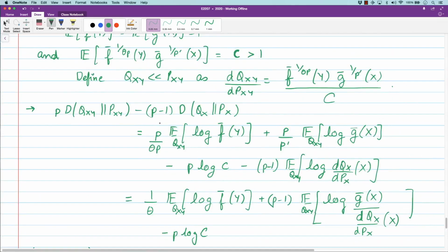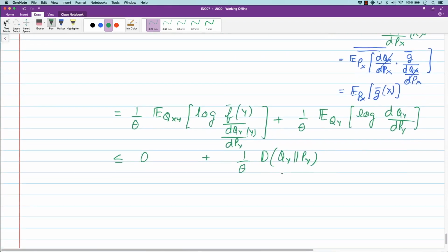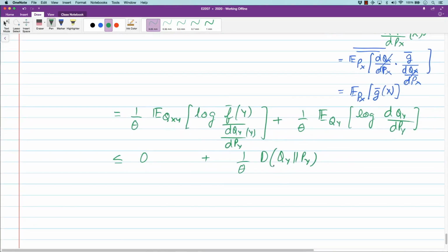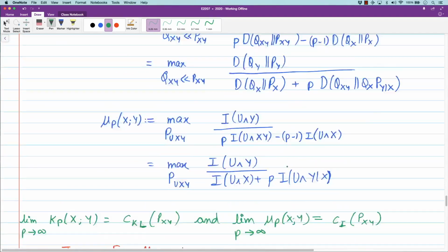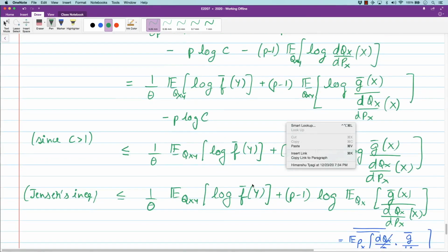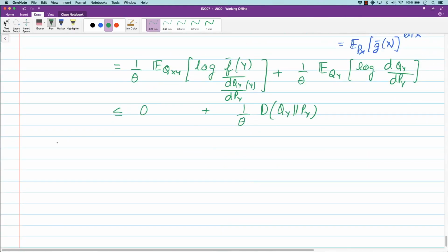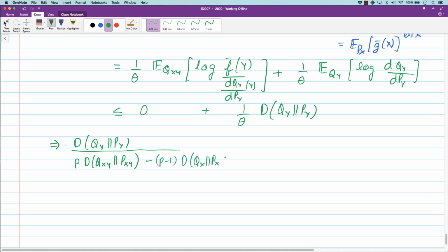So if you look at this, this is the numerator of the expression of kappa. This is less than or equal to 1 by theta times the, that's the denominator, this is the numerator. So we get that d qy py by p into d qxy pxy minus p minus 1 d qx px is greater than or equal to theta, which implies that kappa p xy is greater than or equal to theta.